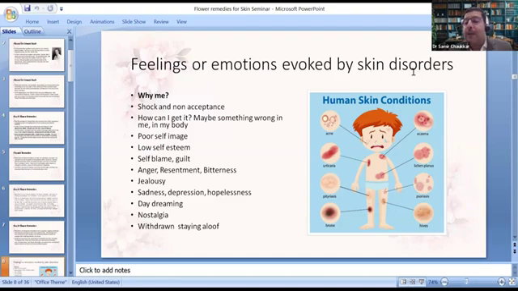Second is anger, resentment, bitterness, even towards the colleagues, towards the friends, that why doesn't she have it. Remember, there was an advertisement long time back: how is his shirt whiter than mine? There are two people walking across each other, and one has a white shirt, one has a cream shirt, and the other guy looks at him with jealousy and envy. Why is his shirt whiter than mine? Remember that? So there's a lot of anger, resentment, bitterness. At the same time, jealousy.